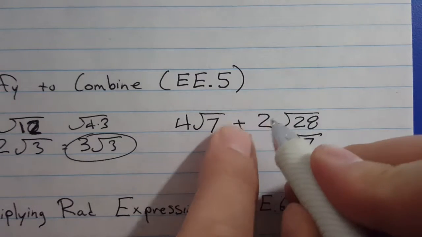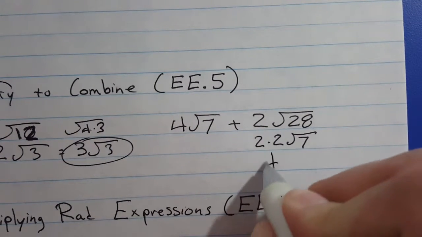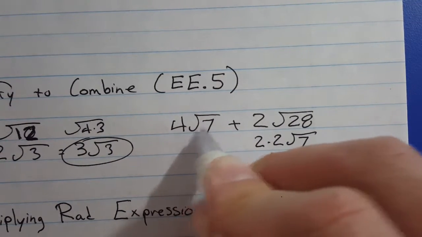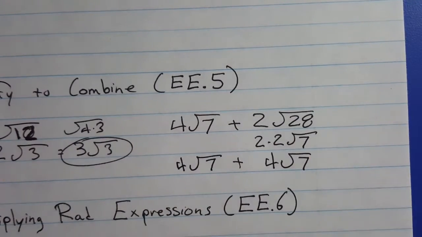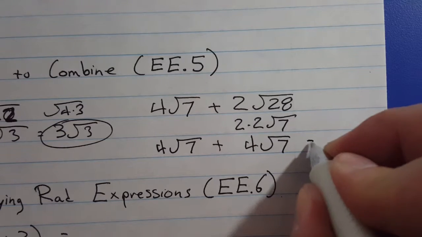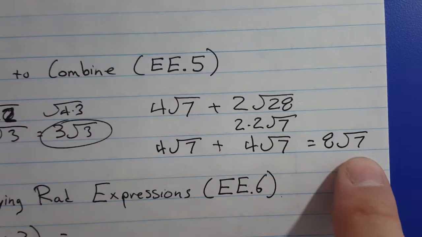But then I had 2 of them already. So 2 times 2 would be 4. So I've got 4 square roots of 7, plus 4 more square roots of 7. So that's just going to be 8 square roots of 7. Notice when I do addition, I don't make a brand new radical. I keep it the same.